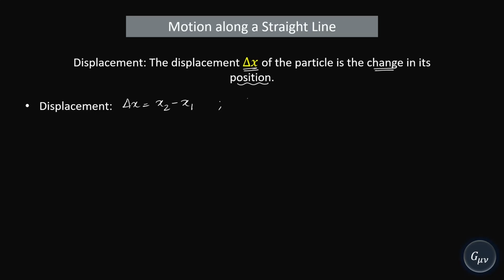Now tell me this, can the displacement of a particle be negative? What do you think? Yes. If x1 is greater in magnitude than x2, then clearly this quantity delta x is negative. So what this means is that the displacement has occurred in the negative direction of the x-axis.